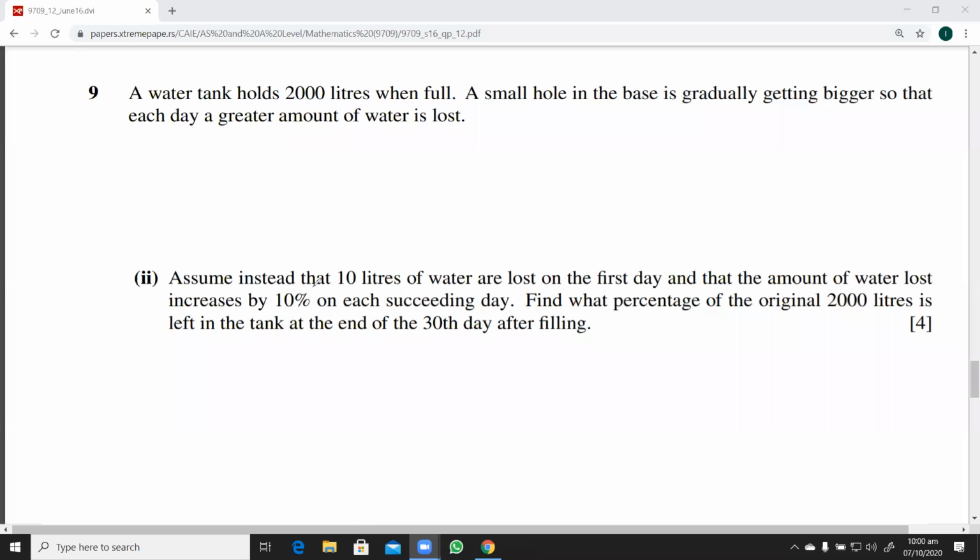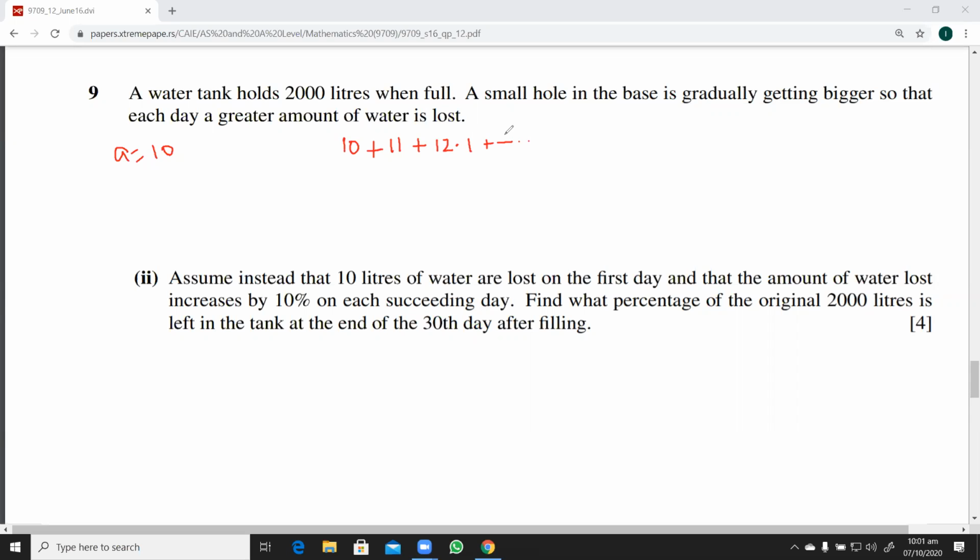Now it says assume instead the 10 liters of water are lost on the first day. So a is still 10, and the amount of water lost increases by 10% on each succeeding day. So how much water would be lost the next day? Can I say this is going to be 10 plus 11 plus 12.1 and so on?